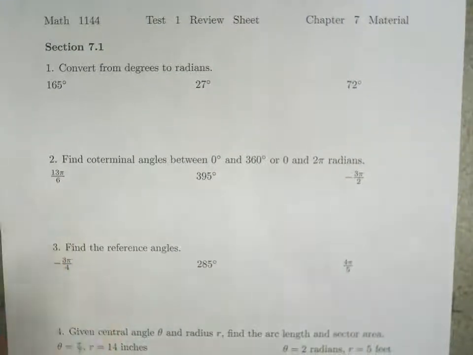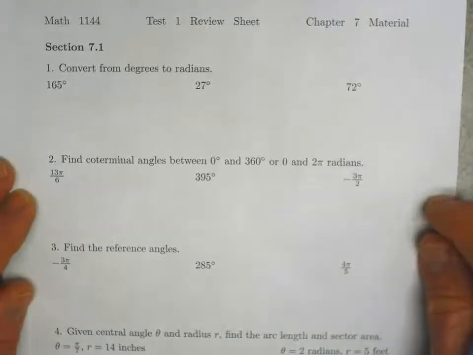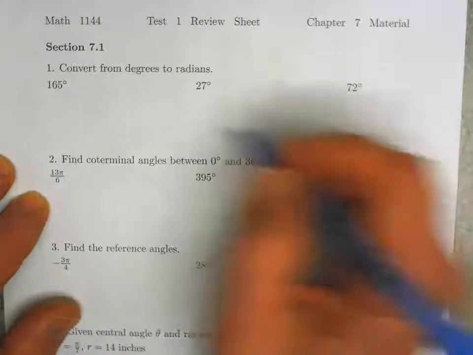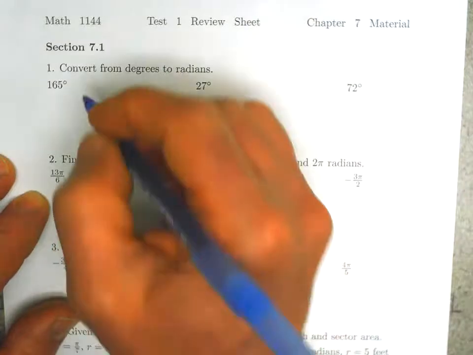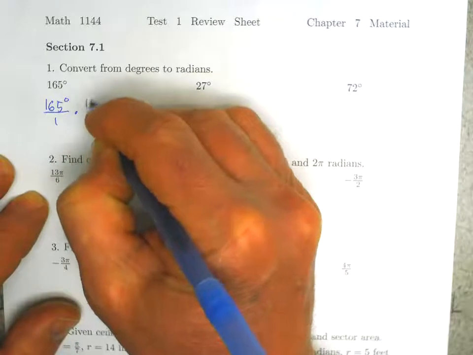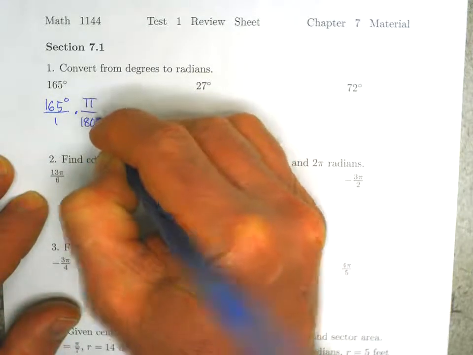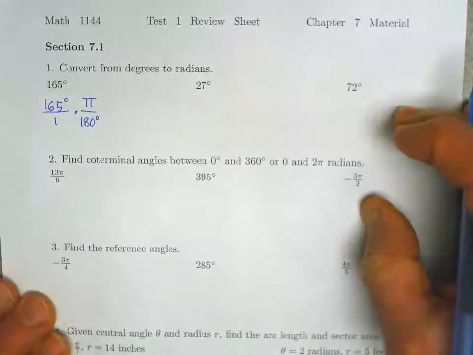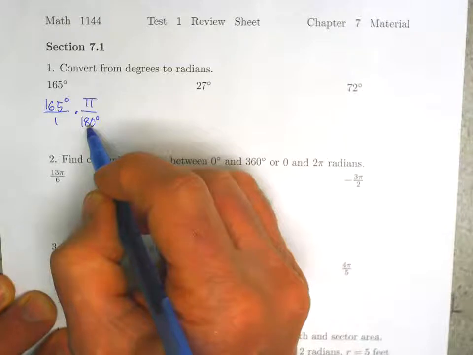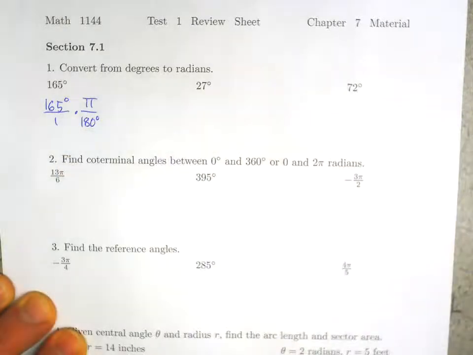Okay, the test 1 review sheet. This covers chapter 7 material. So this one, convert from degrees to radians. We multiply 165 degrees by pi over 180 degrees. 15 goes evenly into 180 and 165.